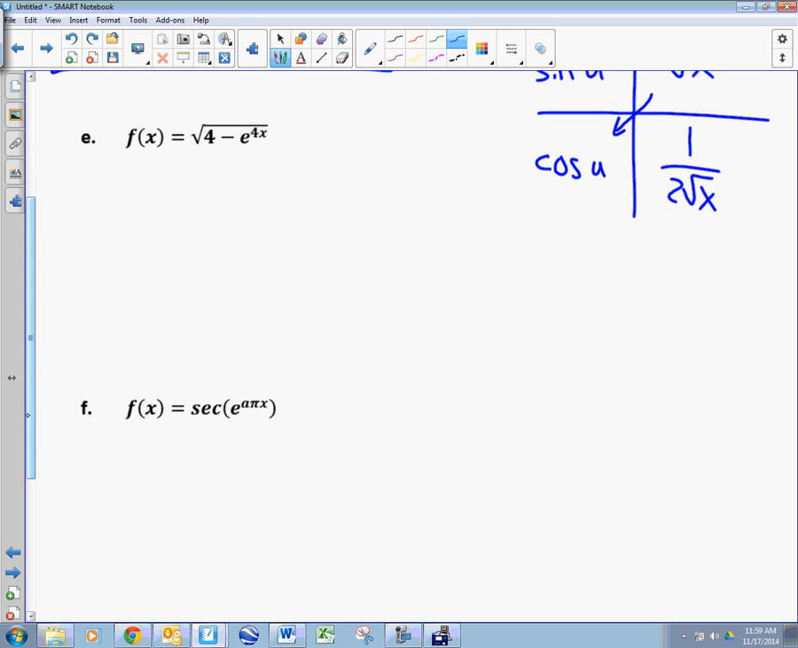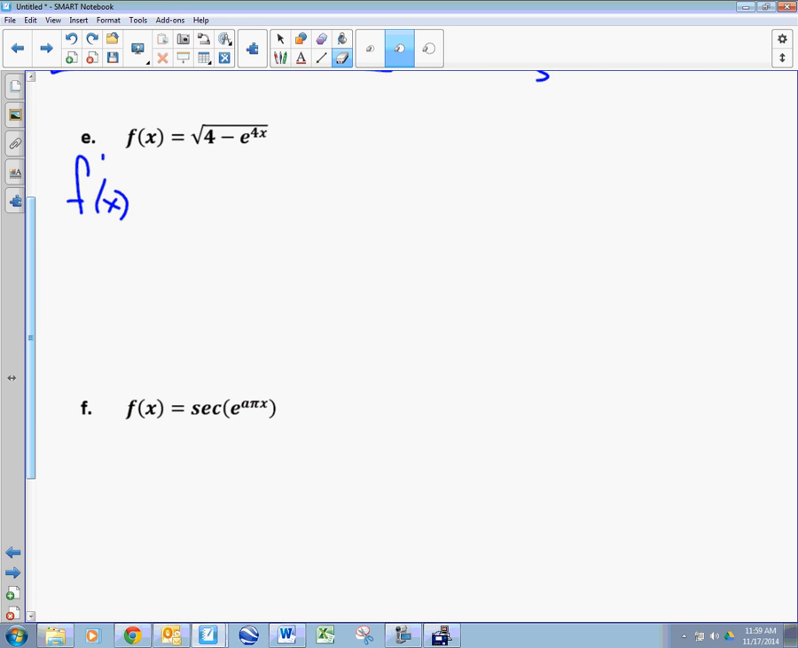F of x equals the root of 4 minus e to the 4x. What do you do? Very good, to the 1/2 power. So you're going to use what? The beautiful chain rule, our best friend. Do you appreciate now that the chain rule is what we probably use more than anything else? I mean, the chain rule is extremely helpful.